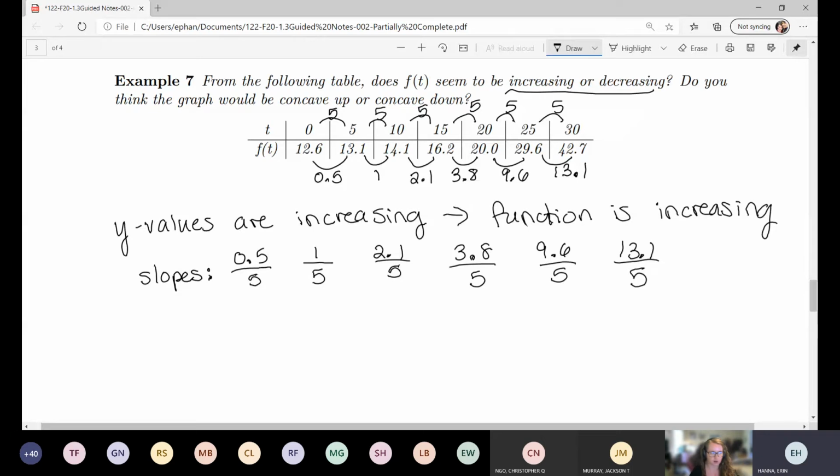Now I could, of course, type those all into a calculator and find the actual decimals, but for the sake of time, those numerators are increasing, the denominator staying the same, so the entire value must be increasing, right? So our slopes are increasing. My pen decided to stop working at a really inconvenient time. Increasing. So if the slopes are increasing, it's going to be concave up.